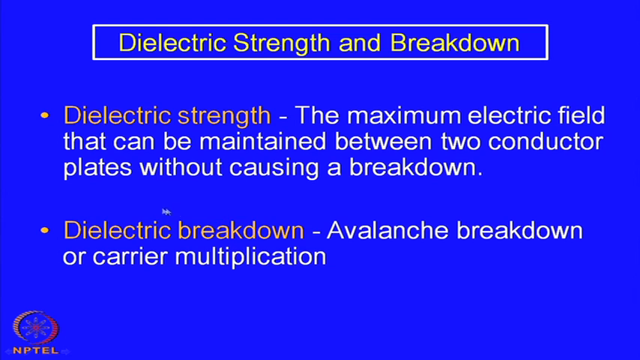And that means there is a heavy leakage current and the material almost becomes a conductor. In fact, what happens is there is an avalanche breakdown or a carrier multiplication. That means initially the number of carriers is low when it is acting as an insulator or a dielectric material, but if the applied voltage crosses the dielectric strength of that particular material, then the chemical bonds between the atoms actually break down and the material almost becomes a conductor.